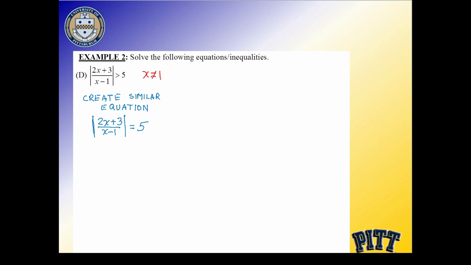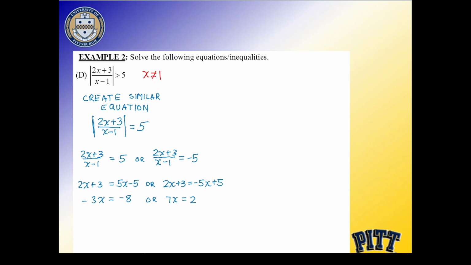So I'm going to write a similar equation. I'm now going to get rid of the absolute values the same way as before, because I have an equation, so I'm just going to solve the equation. I'm going to multiply both sides of both equations by x minus 1. There we go. So on the left I have 2x plus 3 equaling 5x minus 5, and I have 2x plus 3 on the right equaling negative 5x plus 5. So I simplify.